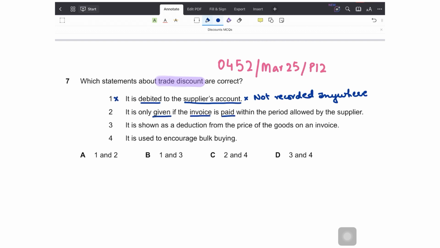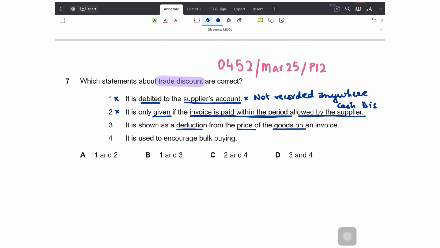Second is, it is only given if the invoice is paid within the period allowed by the supplier. Is this correct? This is also not correct. If the invoice is paid within the time period allowed by the supplier, that discount is called cash discount and not trade discount. Trade discount is given at the time of sale or purchase to encourage bulk buying, not to encourage early payment of dues. So this is cash discount what they are talking about, not trade discount.